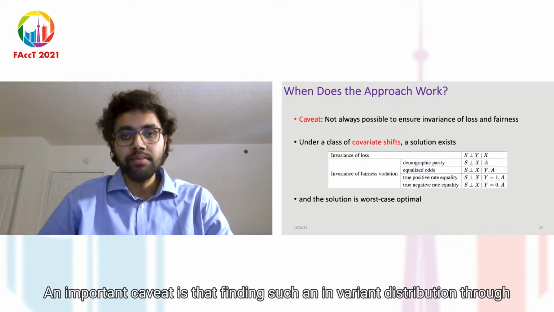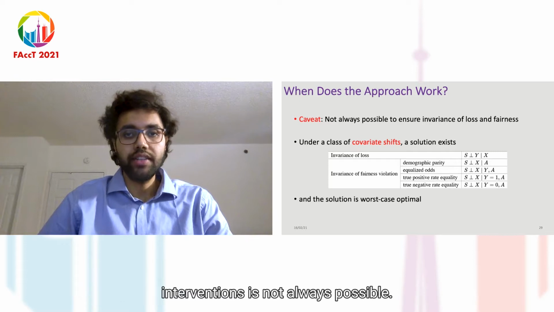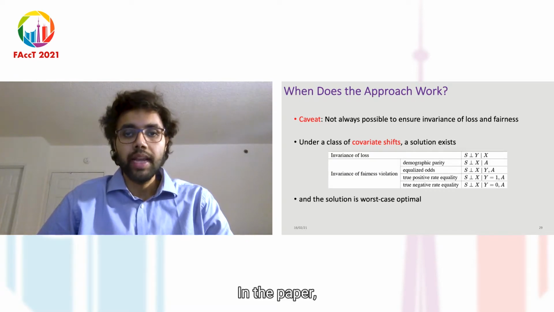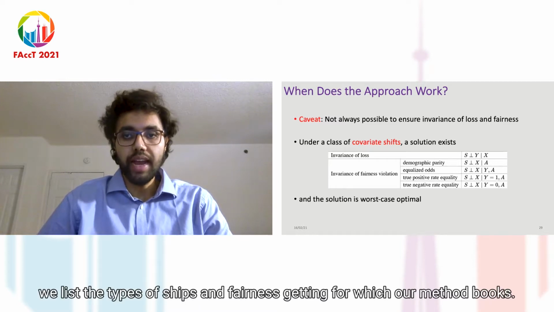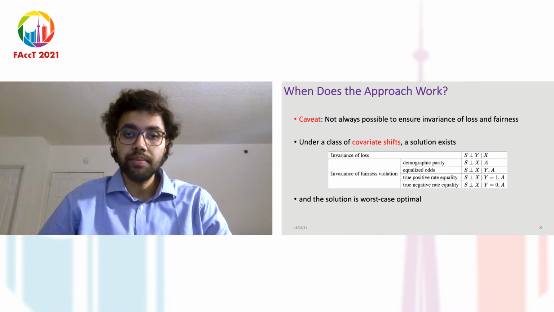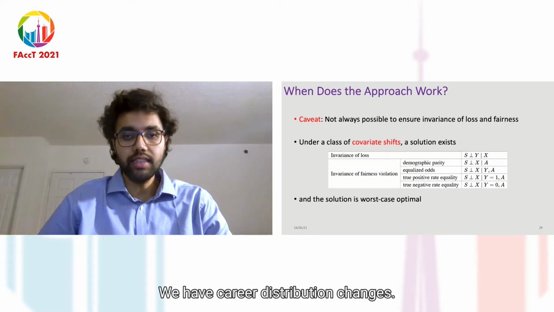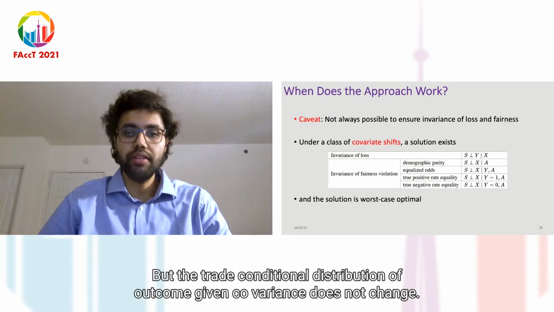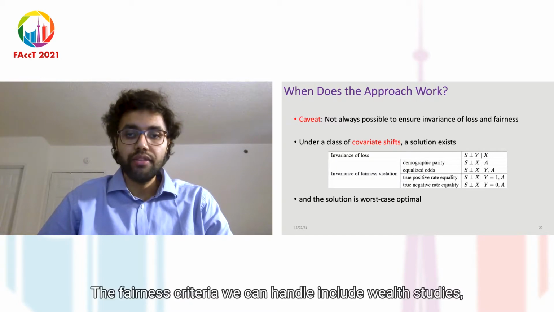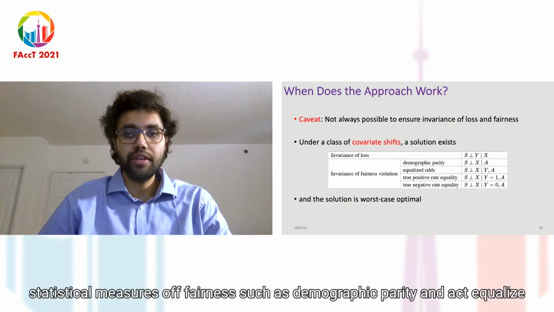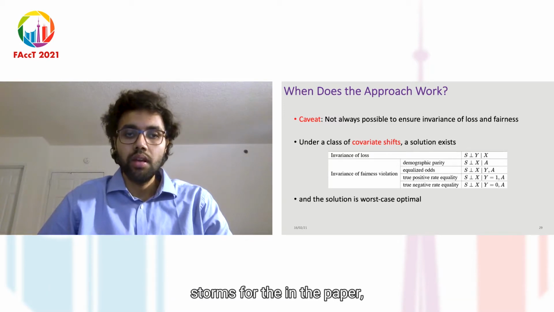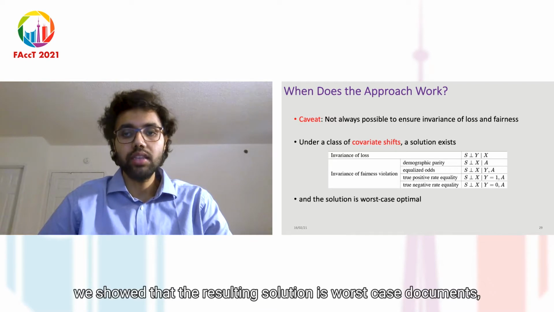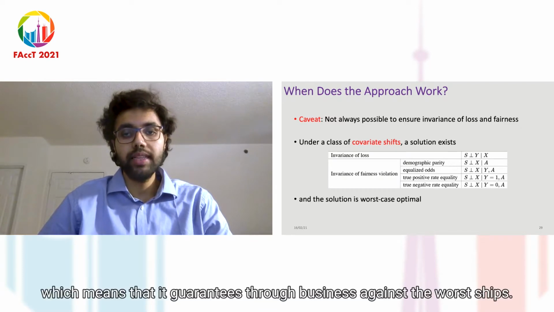An important caveat is that finding such an invariant distribution through interventions is not always possible. In the paper, we list the types of shifts and fairness criterion for which our method works. This includes a class of covariate shifts, which are shifts where covariate distribution changes, but the conditional distribution of outcome given covariates does not change. The fairness criteria we can handle include well-studied statistical measures of fairness such as demographic parity and equalized odds. Further, in the paper, we showed that the resulting solution is worst-case optimal, which means that it guarantees robustness against the worst shifts.